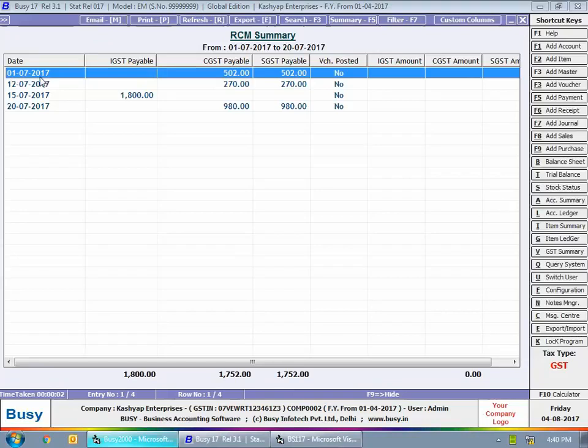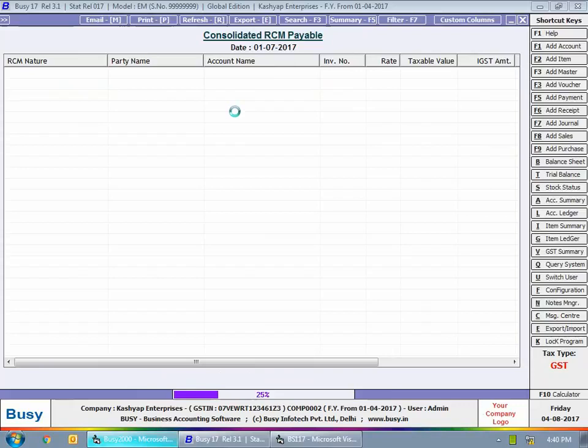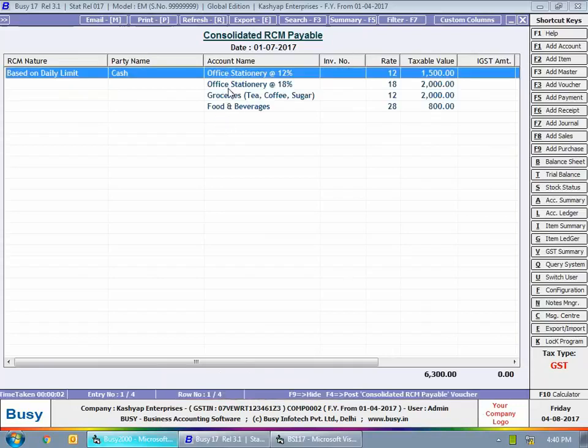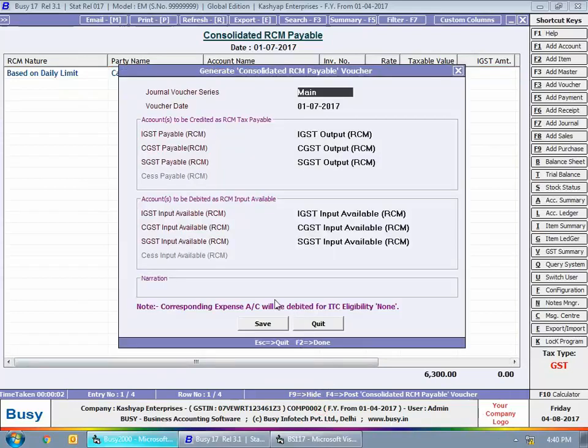On pressing the enter key on particular rows, you can view the details of the expenses you have made. That is, Busy is showing that on 1st July you have entered the following vouchers, and the total consolidated bill for all these vouchers is exceeding 5,000 rupees. Here, by pressing the F4 key, you can post a journal voucher. On pressing the F4 key, you can see on the screen Busy is showing you various default accounts created by Busy. You can use these accounts, and if you want, you can modify these accounts.